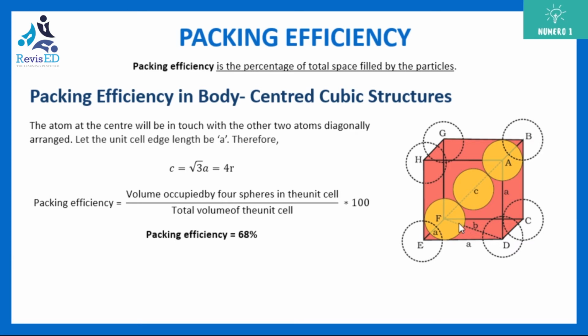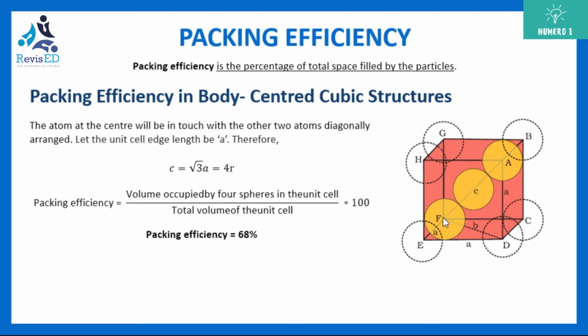Now, if you know that this is root 2A, this height is A. Again, this angle here is 90 degree. Angle FDA is 90 degree again. So you can again apply your Pythagoras theorem in order to calculate this C. So this is A, this is root 2A. If you apply Pythagoras theorem, that is C square is equals to A square plus B square, you get the value of C as root 3A. So that is your C value, root 3A.